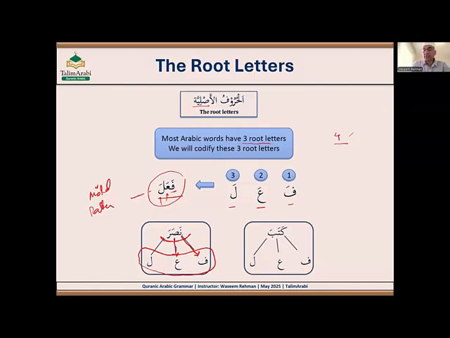Now kataba. Kataba is also a 3 root letter word. Under 3 root letters, the first root letter Kaf would be called fa kalima. Ta is called ain kalima, and Ba is called lam kalima.